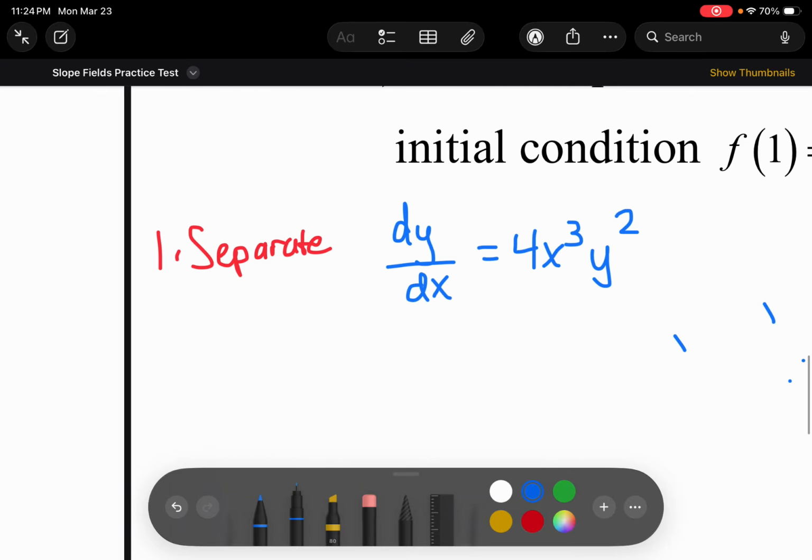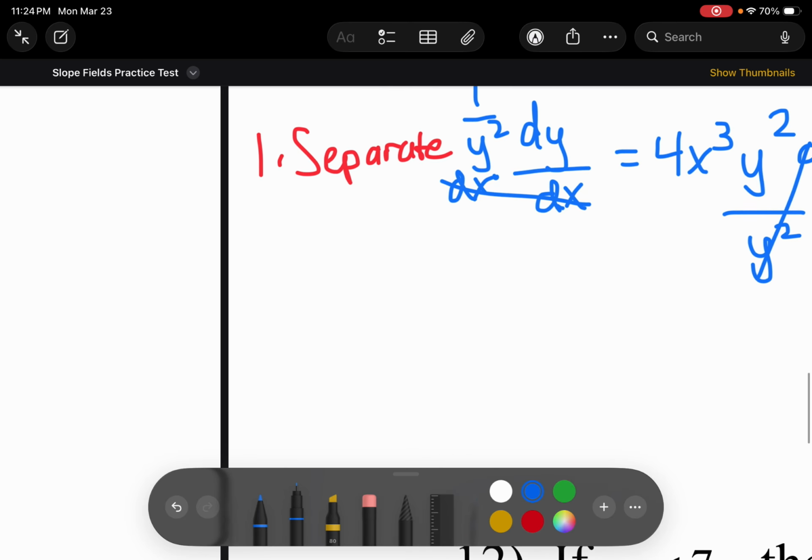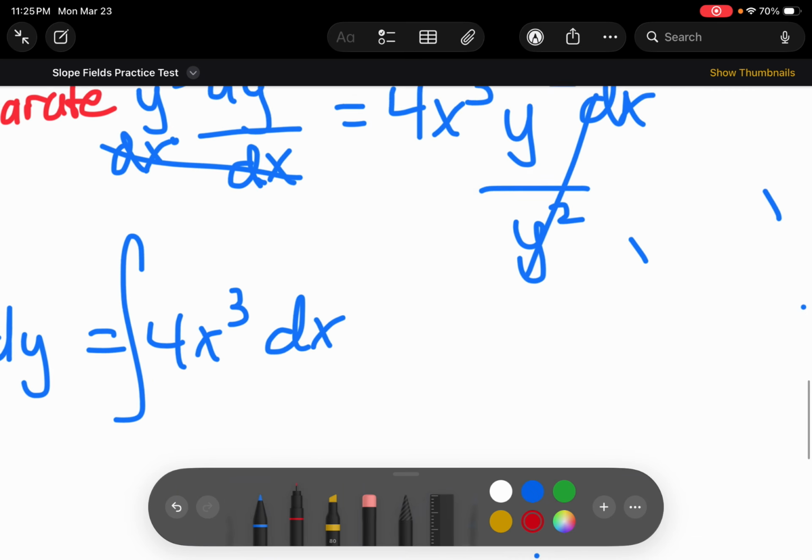We're gonna bring the x's to the right and bring our y's to the left. It's gonna look a little bit messy, but I'm gonna put it back up here. 1 over y squared dy equals 4x cubed dx. Okay. Now we're gonna integrate these.